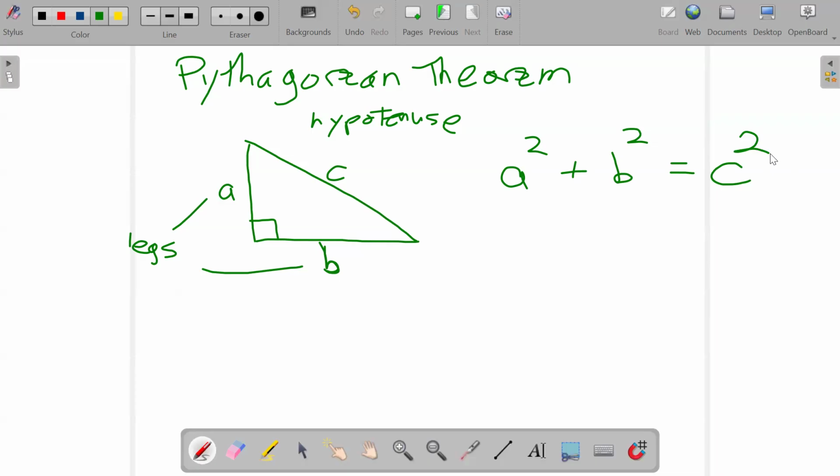And this relationship of the lengths of each of these sides is what's called the Pythagorean theorem, this equation right there. So next, we'll draw a couple of triangles. Given two sides, we can always figure out the third side with this relationship.